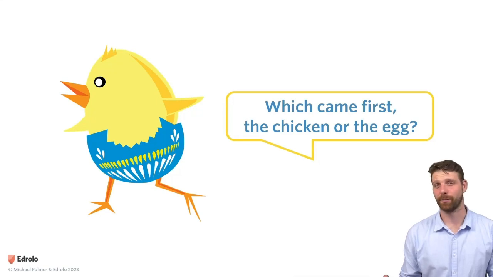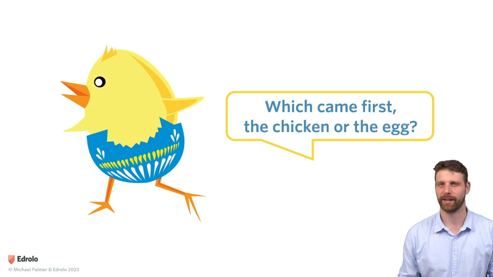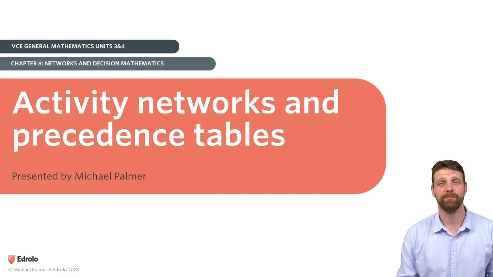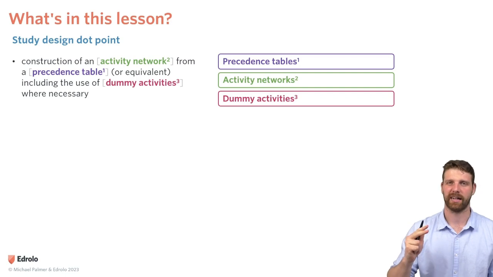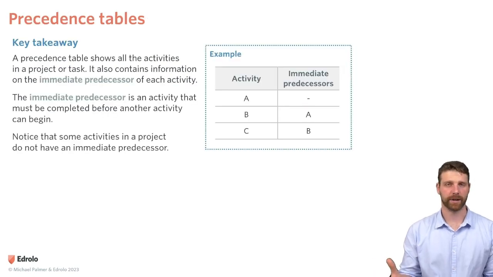Okay, today's lesson is all about precedence. So do you know which came first, the chicken or the egg? What do you reckon? All right, let's check out activity networks and precedence tables and what they're for. In today's lesson, we've got 3 main points to look at. That's precedence tables, activity networks, sort of how they're connected, and also looking at what dummy activities are and what they mean. Okay, first up, we've got precedence tables.